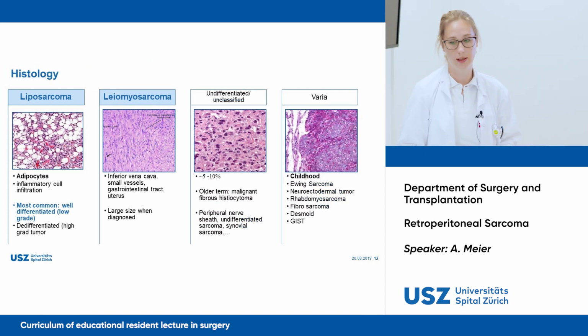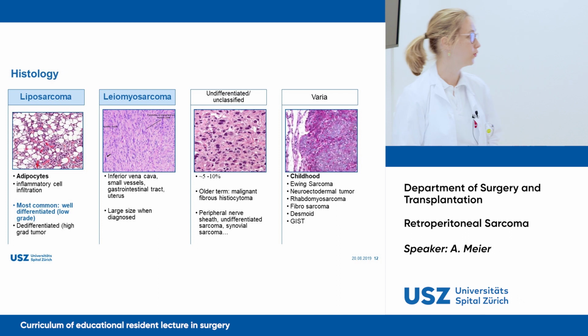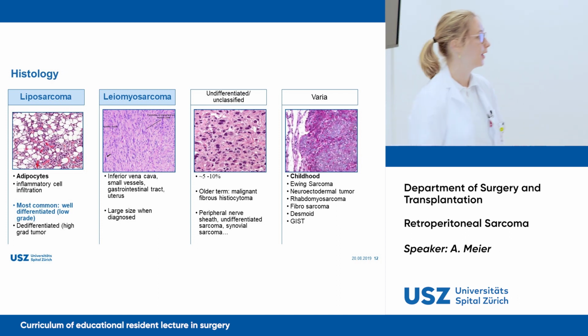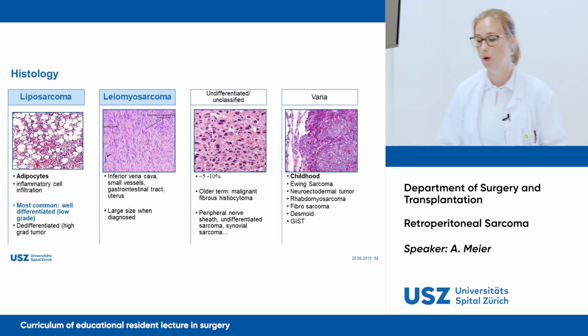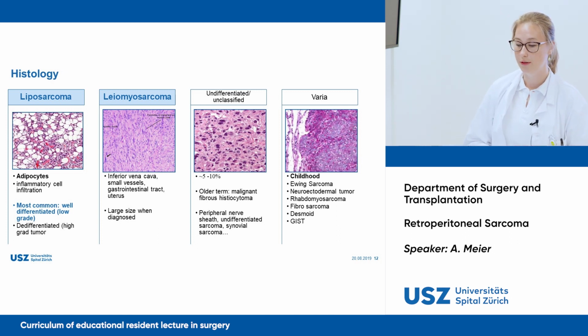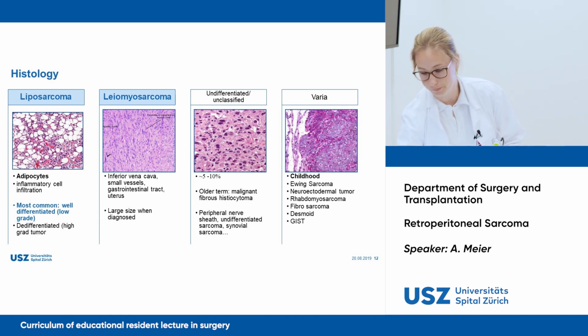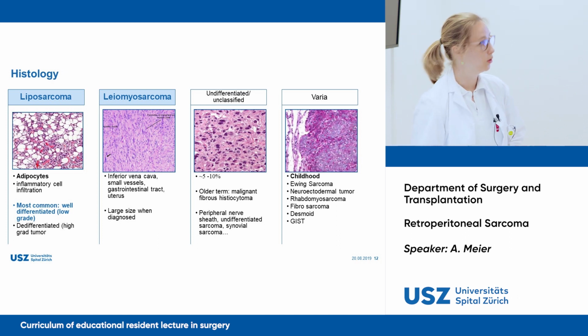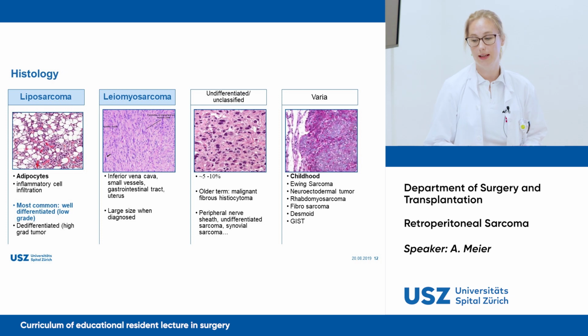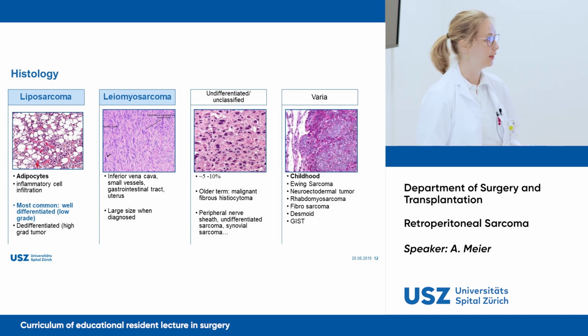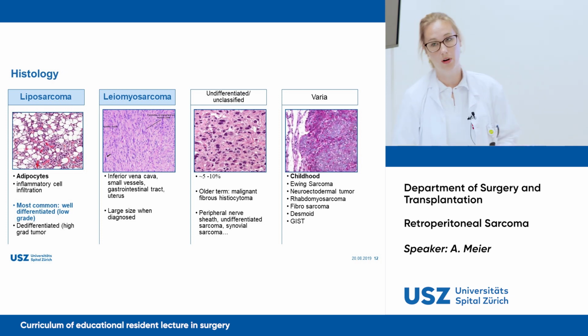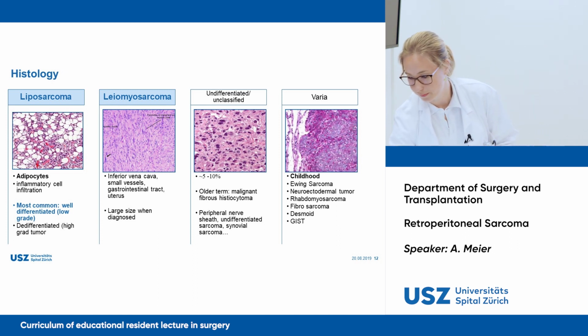I want to go through the histology, and the first and most known is the liposarcoma. You can see here it arises from adipocytes with inflammatory cell infiltration, and there are 2 parts of it. The well-differentiated is low-grade, that's the most common tumor, and the dedifferentiated is a high-grade tumor. There are leiomyosarcomas. They arise from the inferior caval vein, from small vessels, from the gastrointestinal tract and the uterus, and they are often larger in size when we diagnose.